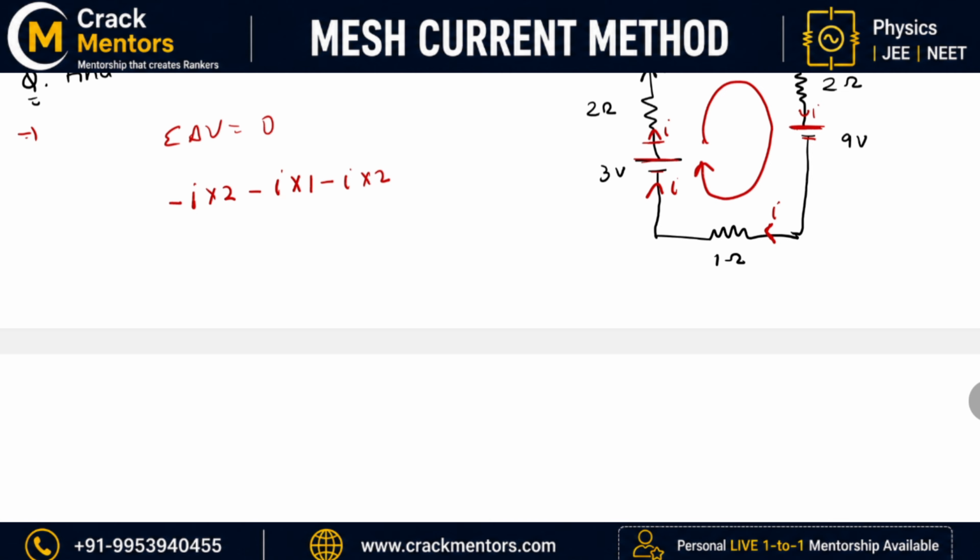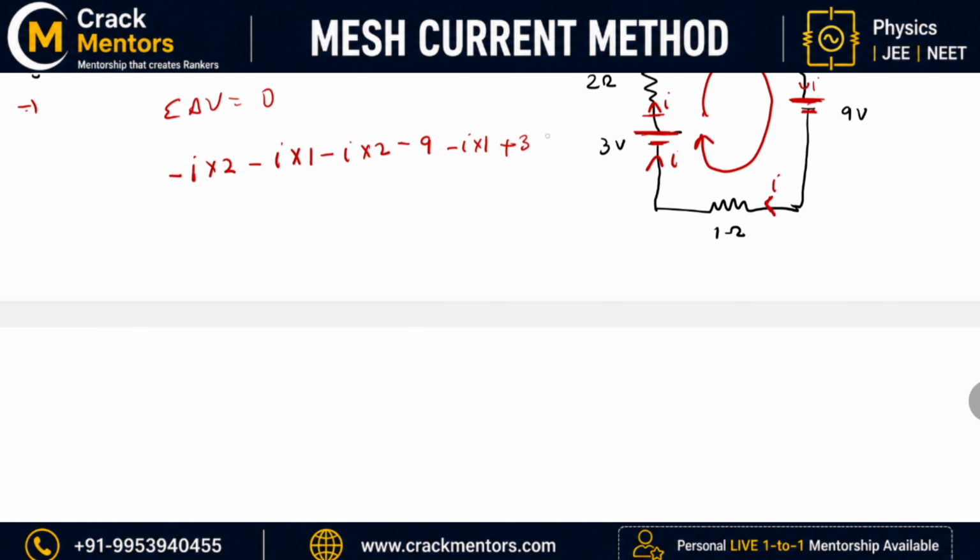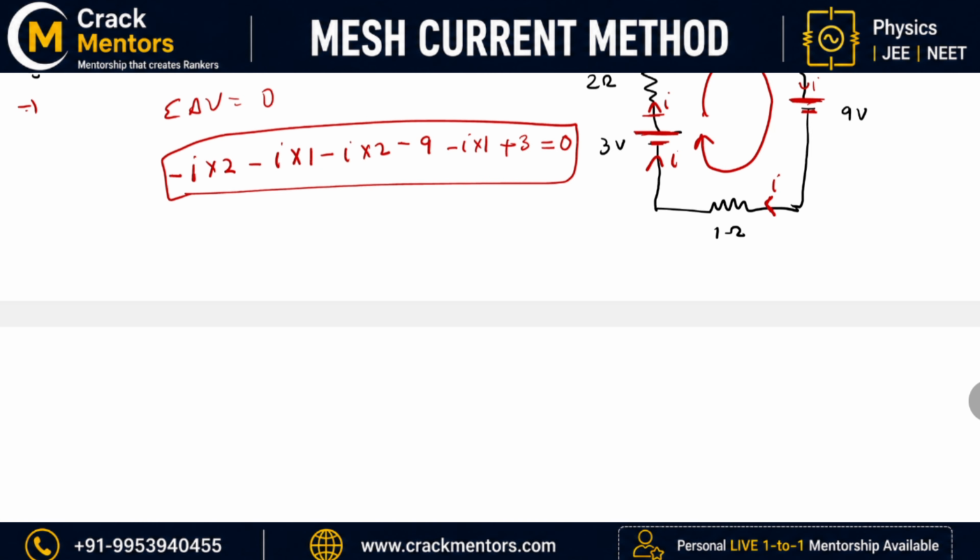Now you are going from the positive terminal of the 9 volt to the negative terminal of the 9 volt. So 9 volt will be written here, but with a negative or a positive sign? You are going from positive to negative. Potential is dropped, minus 9. When you go across the 1 ohm resistor, I am going along the direction of the current. So again minus I into 1, and finally for the 3 volt I am going from the negative terminal of the 3 volt to the positive terminal of the 3 volt. So 3 volt will be written but with a positive sign, because I am going from lower to higher potential. Potential is gain. The sum of all this stuff is equal to 0.